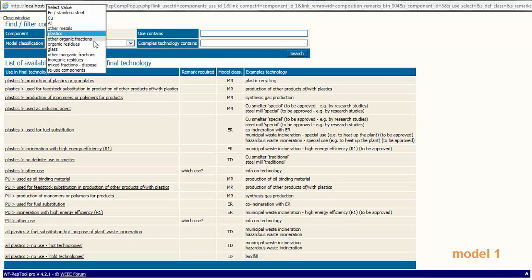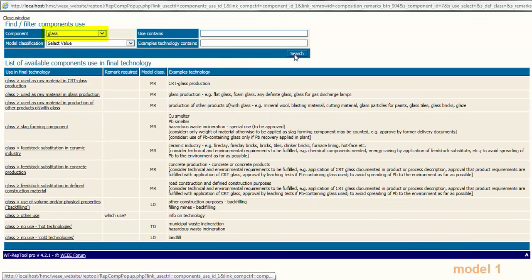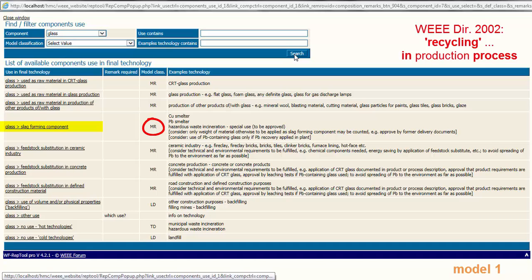Or let's have a look at glass. Glass being used as raw material in glass production, clearly classified as recycling. And glass being used as slag forming component, classified as recycling because it is used in a production process of a copper smelter. See the definition of recycling based on the WF Directive 2002.